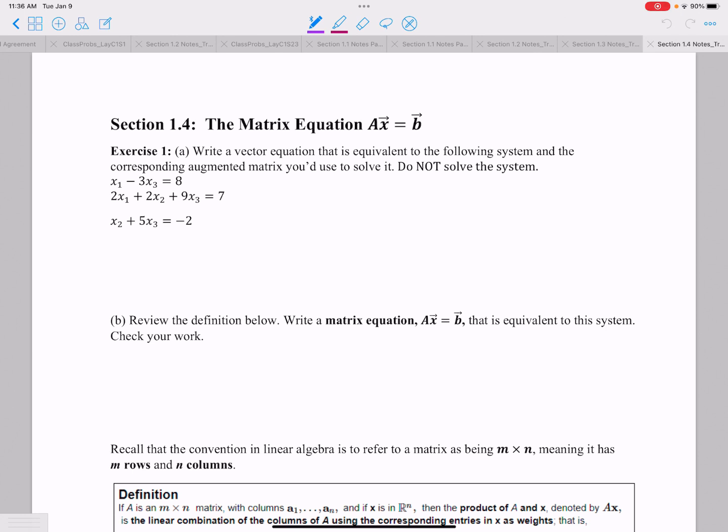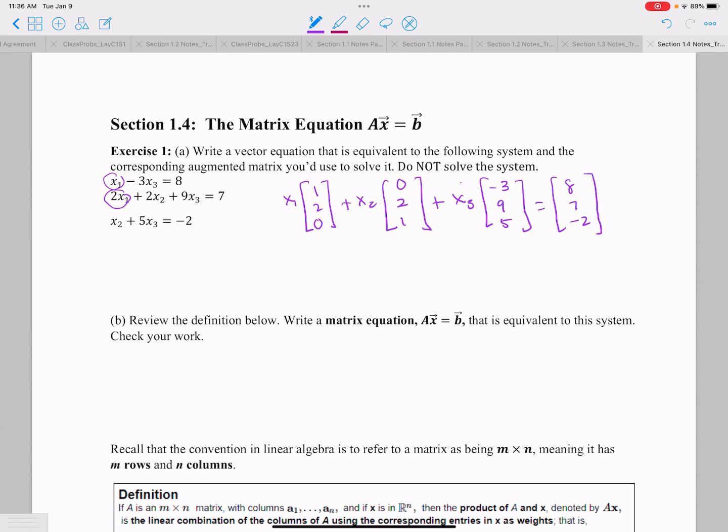In this first exercise, we were asked to write a vector equation. So this is what we did last time. We think about the coefficients of your x1. So I have a 1 in the first one, a 2 in the second one, and none in the third. And then 0, 2, 1, plus the coefficients of x3, which is -3, 9, 5. And that's equal to the right-hand side, which is 8, 7, -2.